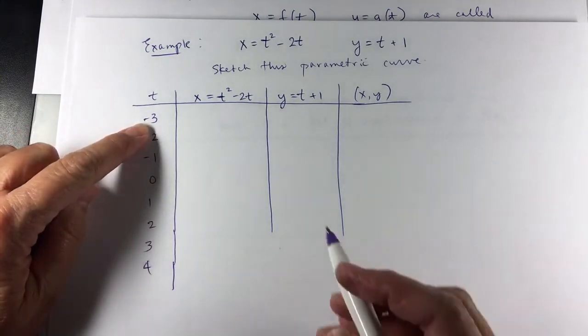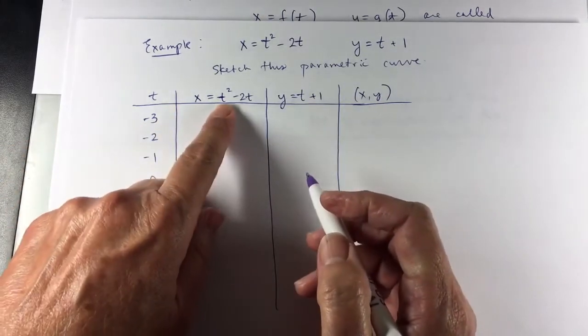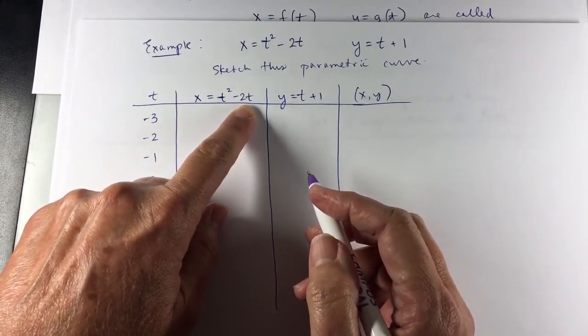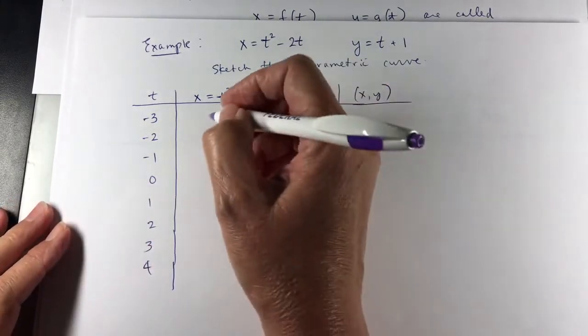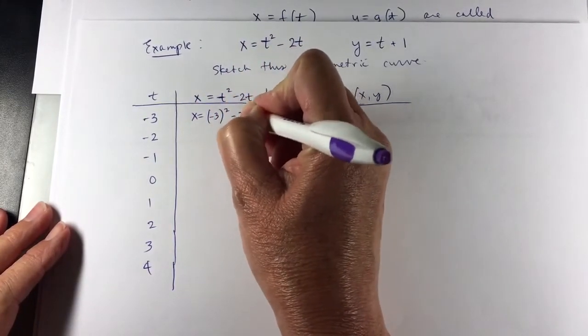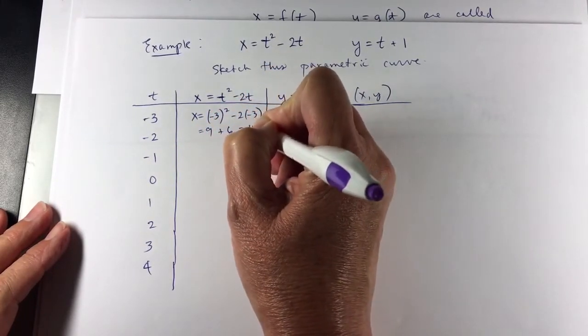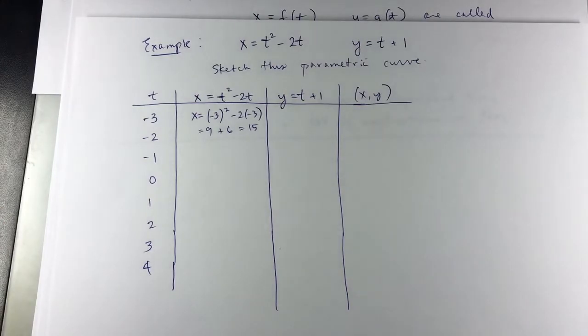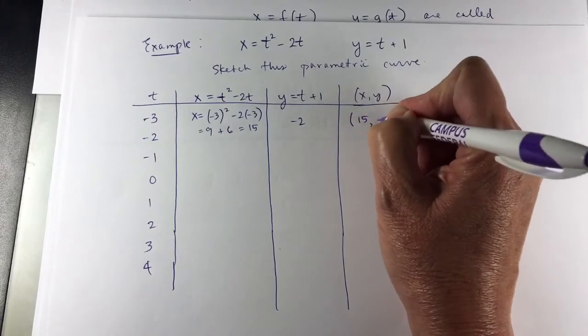But when t is -3, what is x going to be? It would be 9 plus 6. That's -3 squared minus 2 times -3. 9 plus 6, that's 15. How about when t is -3, what's y? -2. The pair is going to be 15 comma -2.